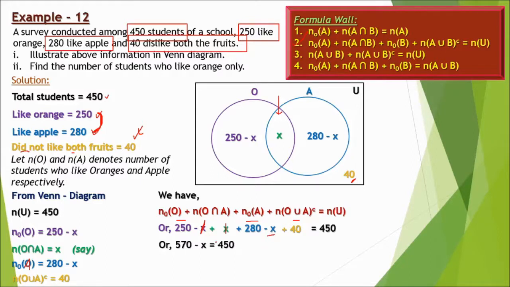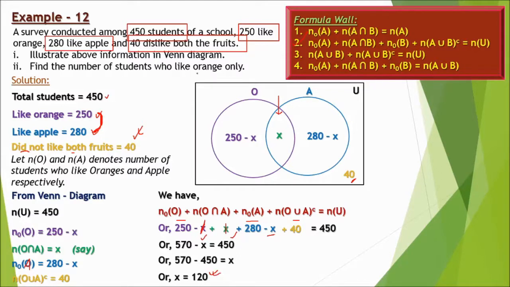We can interchange the position of x and 450, sides of x and 450. 450 equal to x. Now on subtraction we get x is equal to 120. So this is the number of students who like both fruits, orange and apple. Both fruits means orange and apple.